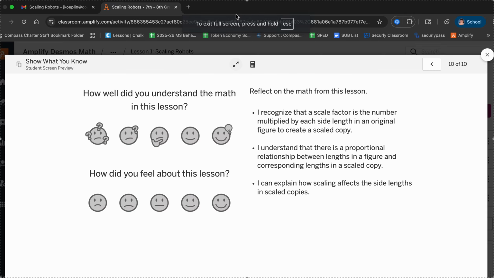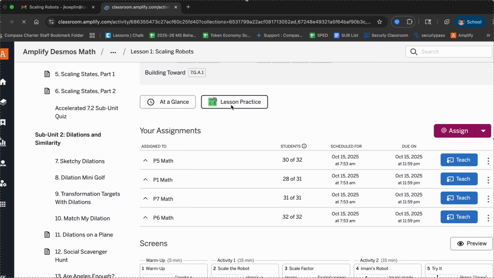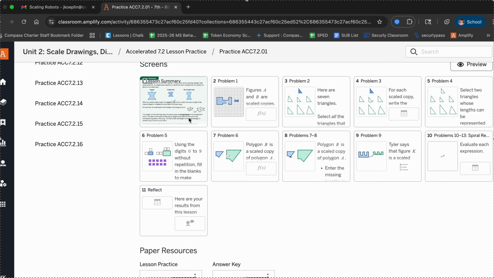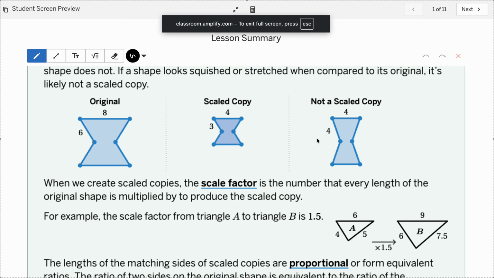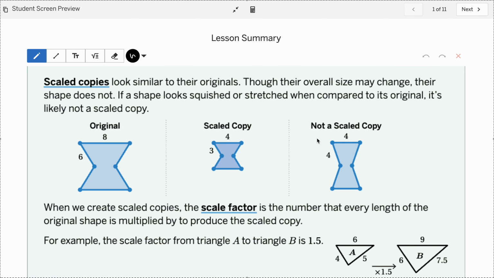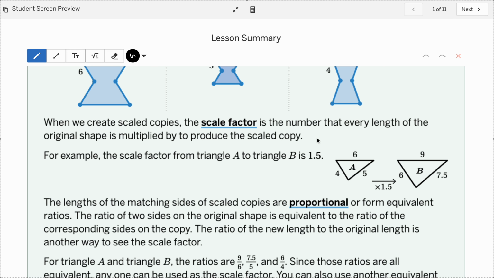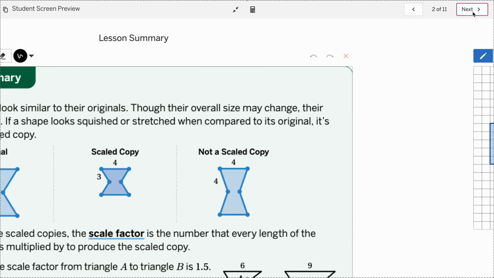I am going to actually exit out of here and go to the lesson practice. And I just want to give you a heads up on this. So starting here, this kind of gives you some information on what you might need if you're unsure about the scaled copy or scale factor or even what proportional might mean. So that's here. You can look back on that.